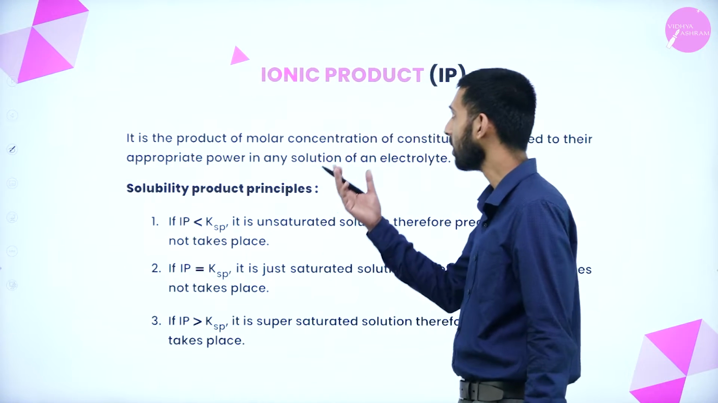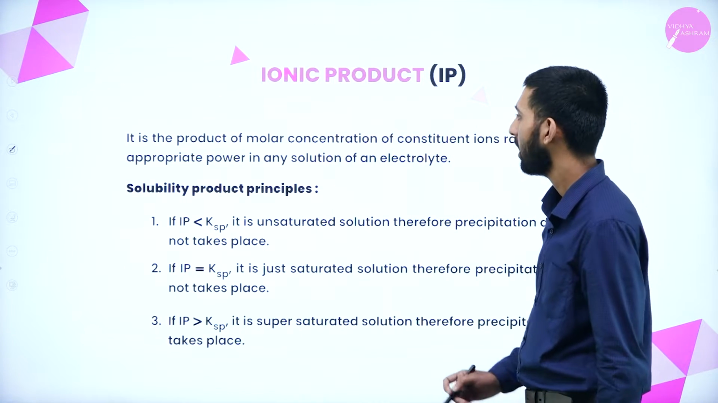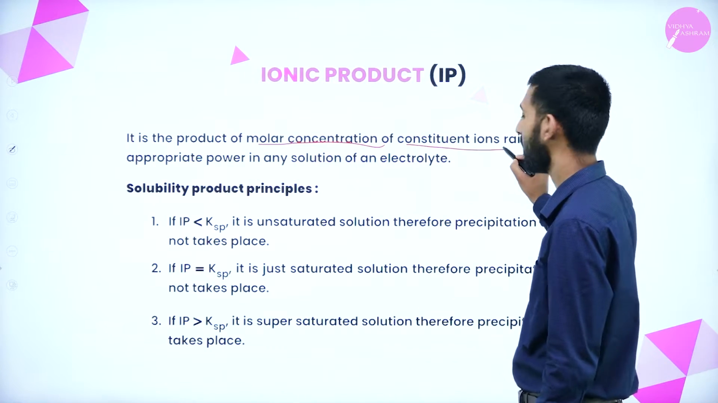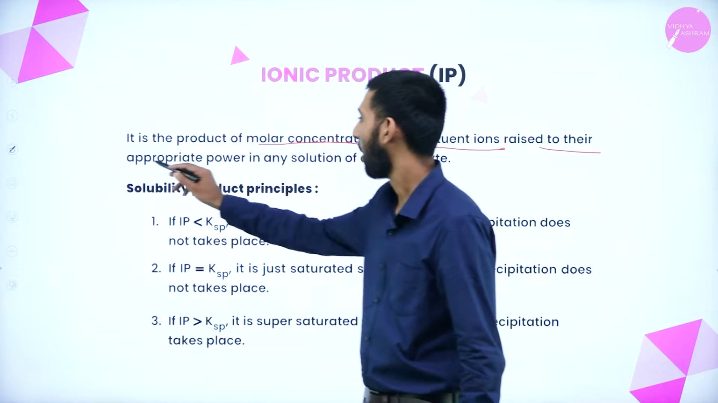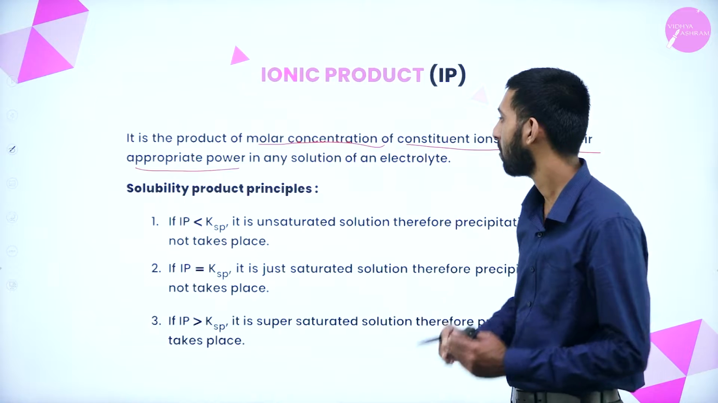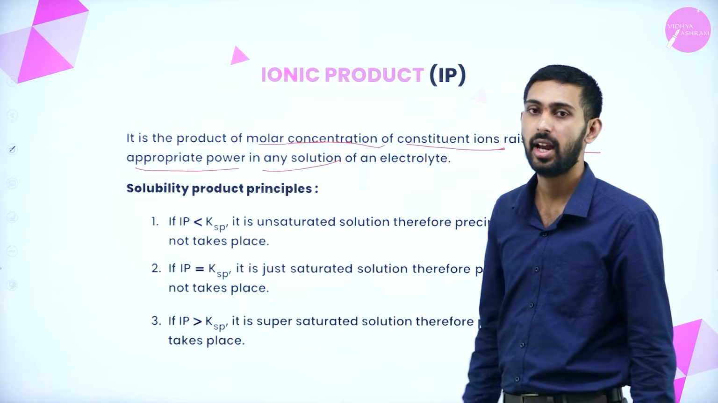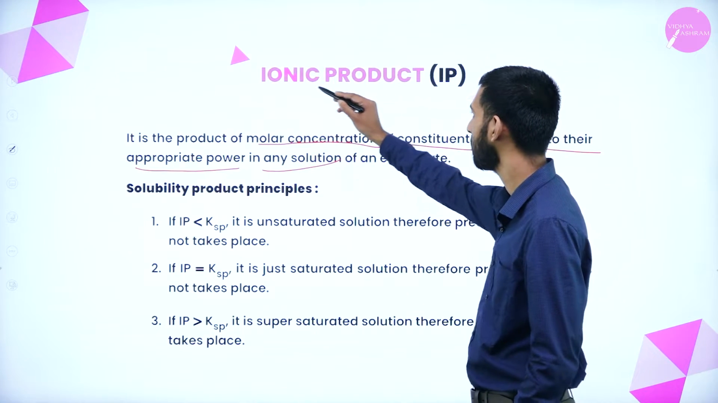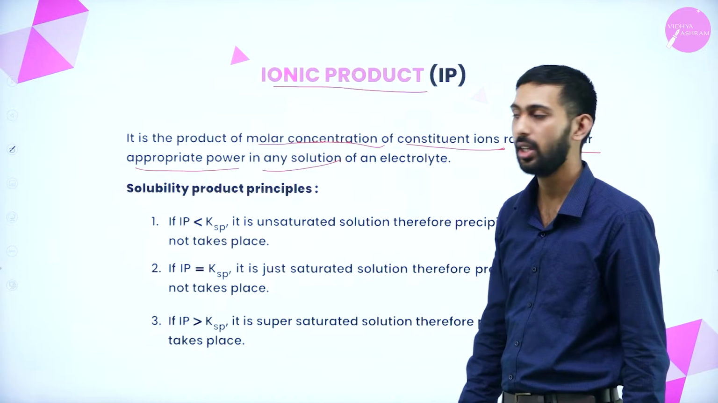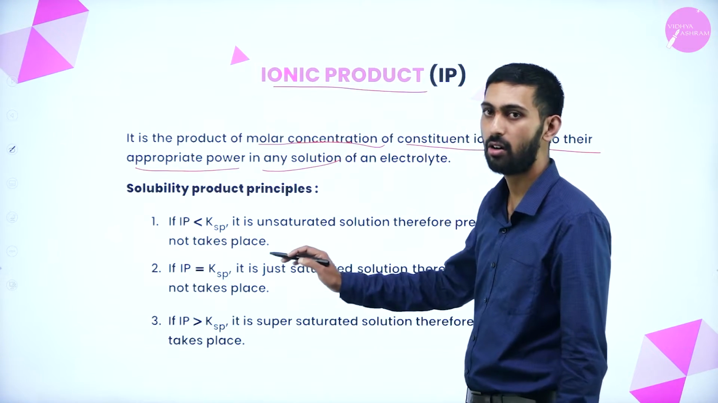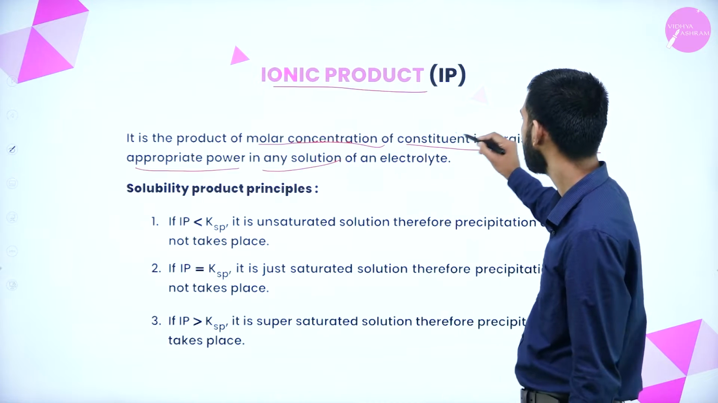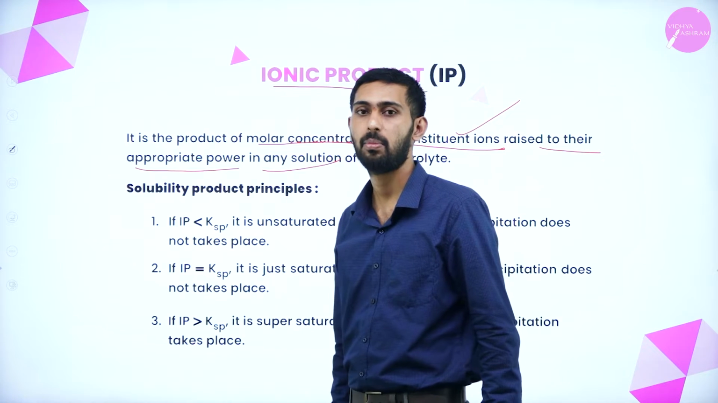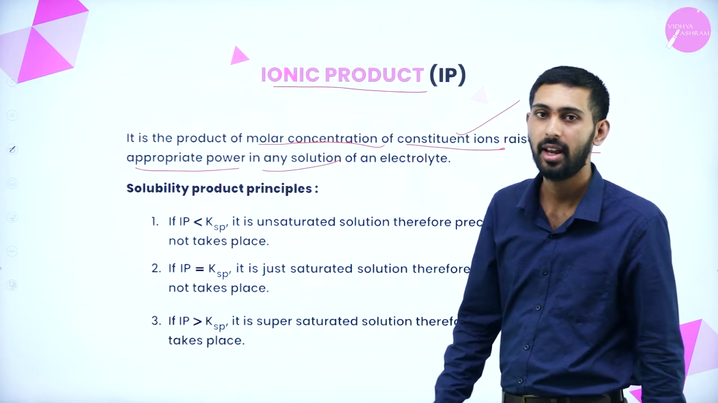Okay, next thing is ionic product. What do you mean by ionic product? It is the product of molar concentration of constituent ions raised to their appropriate powers in any solution of the electrolyte. That is very much important. Here they will ask this definition for 2 marks. So we should know that it is the product of molar concentration of constituent ions raised to their appropriate powers in any solution of an electrolyte.